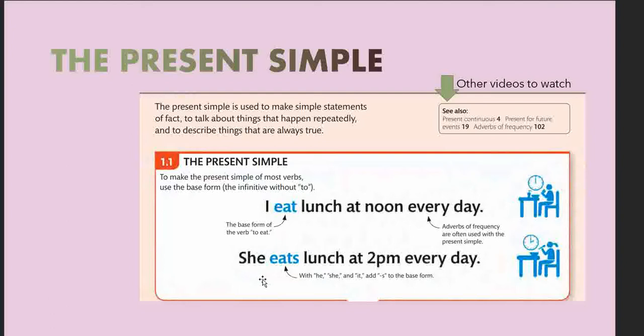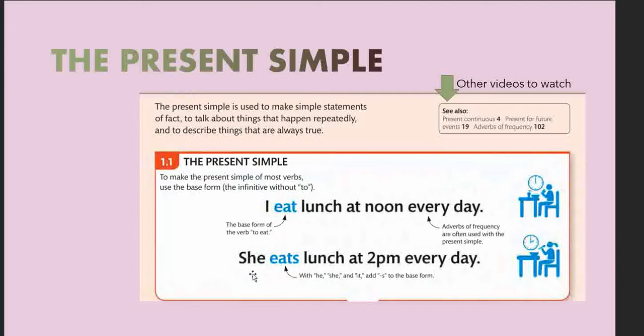Let us see the second example that is before us. She eats lunch. She eats itself is a sentence in itself. If I were to stop over here, the subject is she. Now you can see the little difference over here. When we use the third person pronoun she, the verb takes an s with it. She eats.